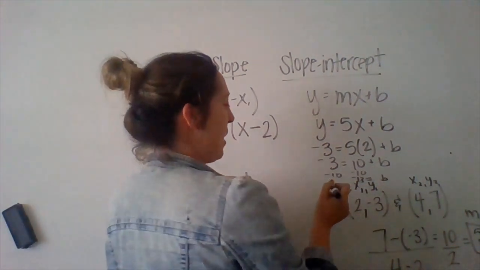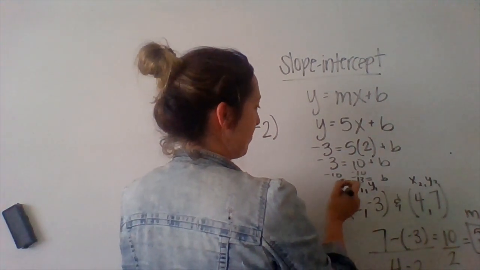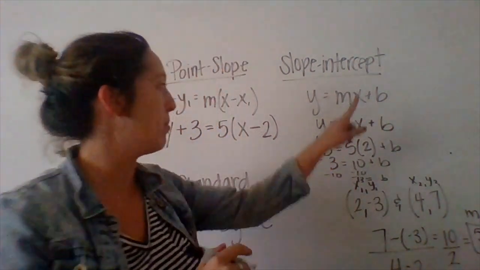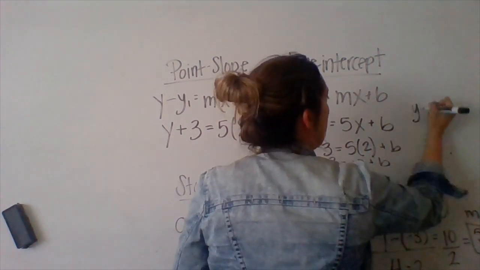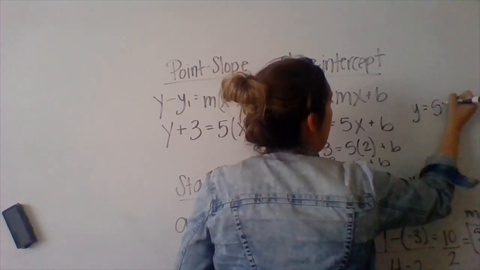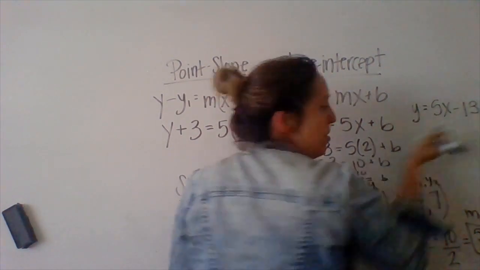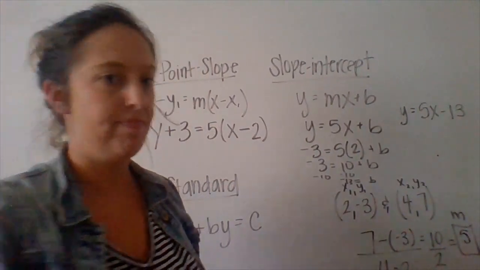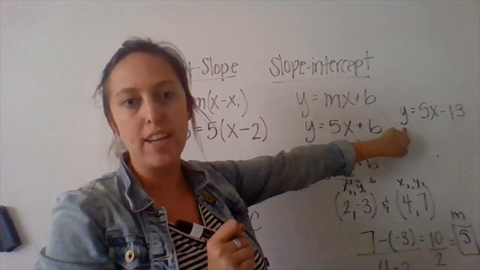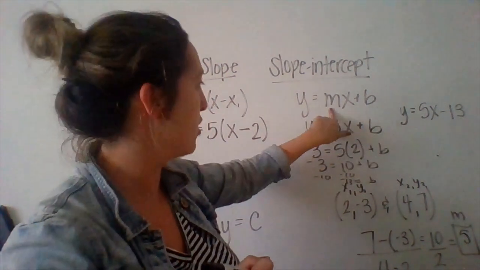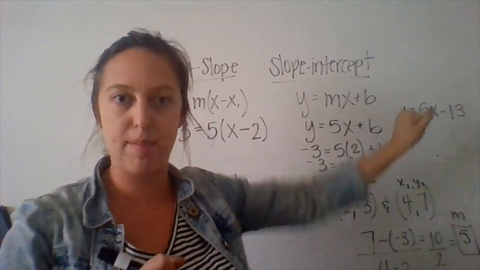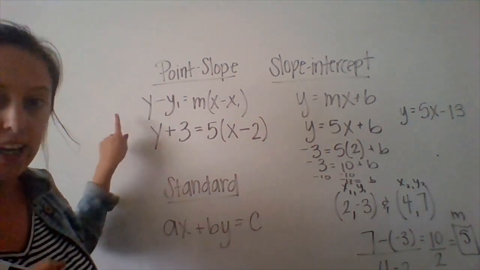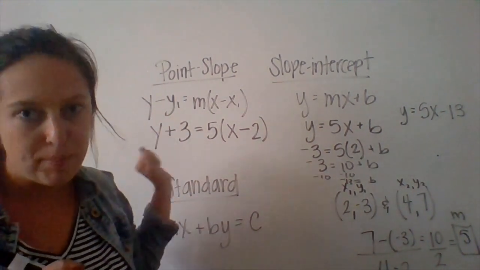Okay. Now that I found my b, I can go back and plug it in. So this is going to become y equals 5x minus 13, because b now is negative 13. See that over there? There you go. Okay. So this is my slope-intercept form, because I found the slope and I found the intercept. Slope-intercept. Right? This one, I had the point and I had the slope, so I call it point slope.